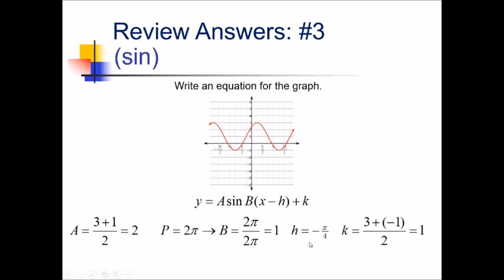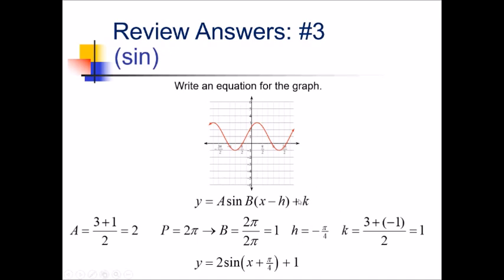All right, plugging all this stuff back in, we've got my amplitude of 2 times sine of 1, so I don't have to write the invisible 1 there. We have x minus negative pi over 4, so plus pi over 4. And then this plus k is now going to be a plus 1.